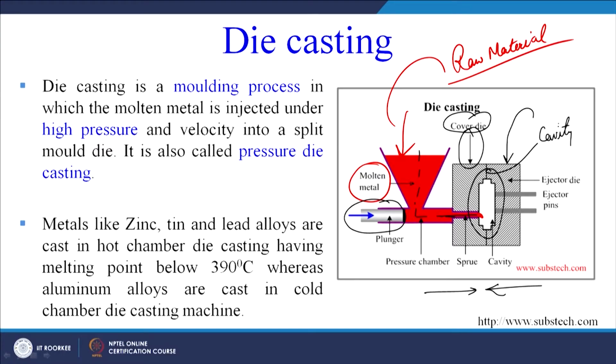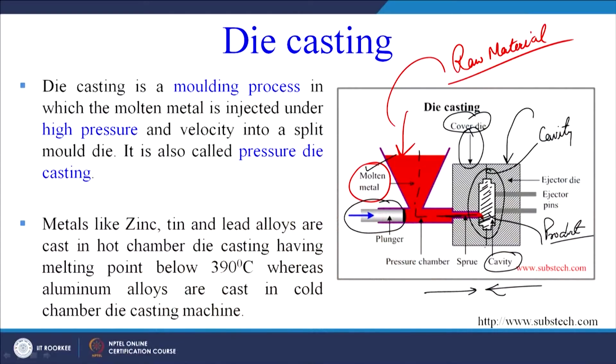This is the cavity, already written in the diagram. So this red color molten metal will enter from here, you can see it is entering, and it will be filling this die cavity, and this is going to give us the product using this process. Now this is molten metal, so since it is molten, it will solidify in the die cavity and take the shape of the die cavity, and we will get our die cast product.